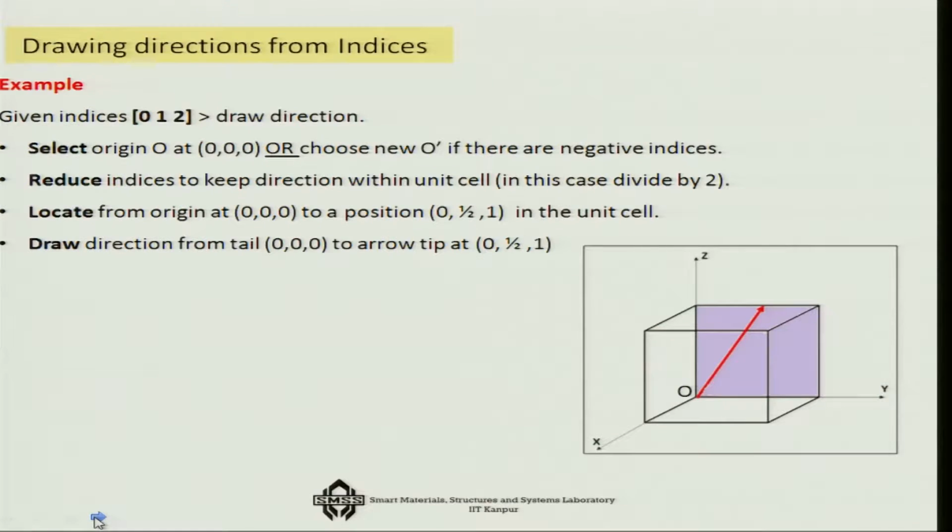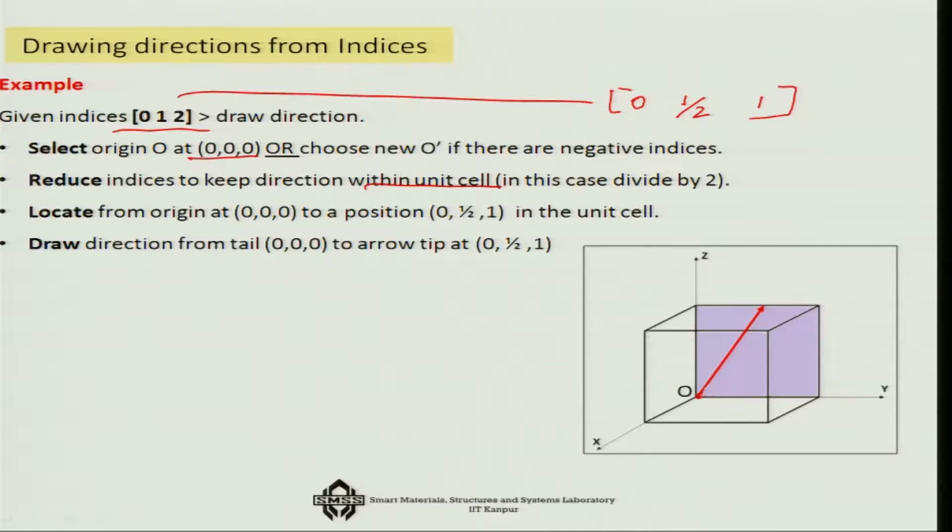Let us practice some more, drawing directions from the indices. Suppose 0, 1, 2 is given to us, and we have to draw the direction. We have to select the origin. In this case, as there are no negative indices, select it as 0, 0, 0. So, I have selected it as 0, 0, 0. Now, from here reduce indices to keep the direction within the unit cell. So, divide this whole thing by 2. That means this would become 0, 1, and half. Now locate from origin 0, 0, 0, x.